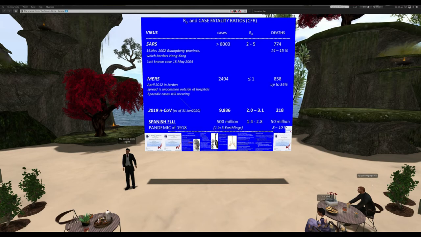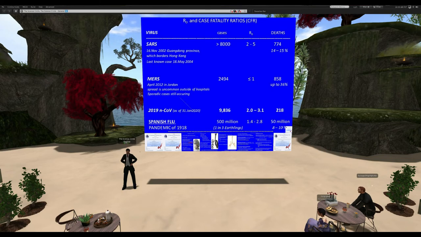Okay. This is my favorite slide. I think it's my most important slide in the whole talk. I'm approaching the end. It's the R0 values, and case fatality ratios are often discussed. CFR, I just listed as deaths here. Over 8,000 cases of SARS from beginning to end. SARS is not in existence now. It's cleared. Last known case was the 18th of May, 2004. It began the 16th. The first index case was traced back to November of 2002. 8,000 plus cases occurred.